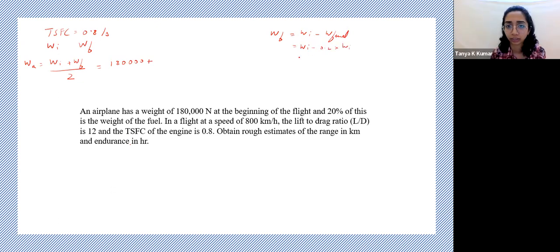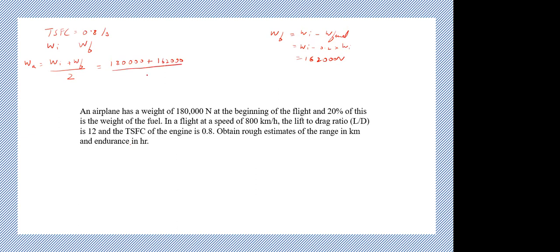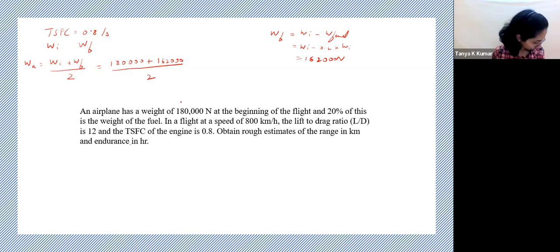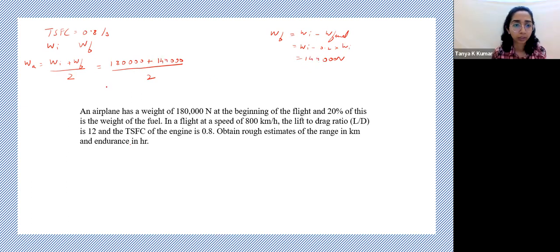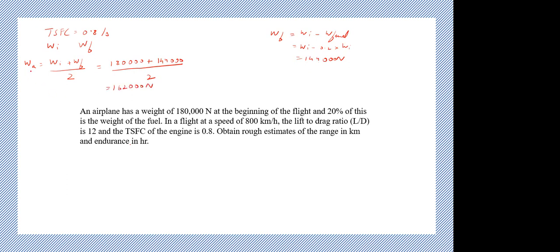That is 0.2 into weight initial, so that is 36,000 Newton. Okay, so that is your final weight. I told the final, oh, that is the average. Okay, what was the value for the final weight? It was 144,000. Yeah. So this was 162,000, right? Yes. So you got your average weight.